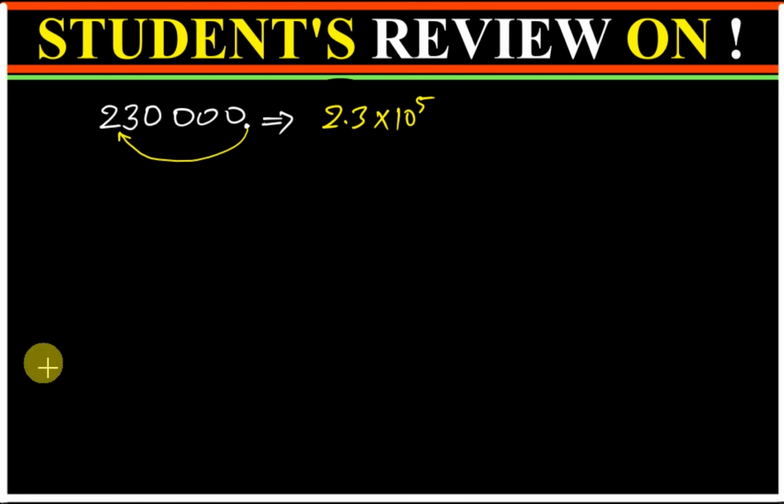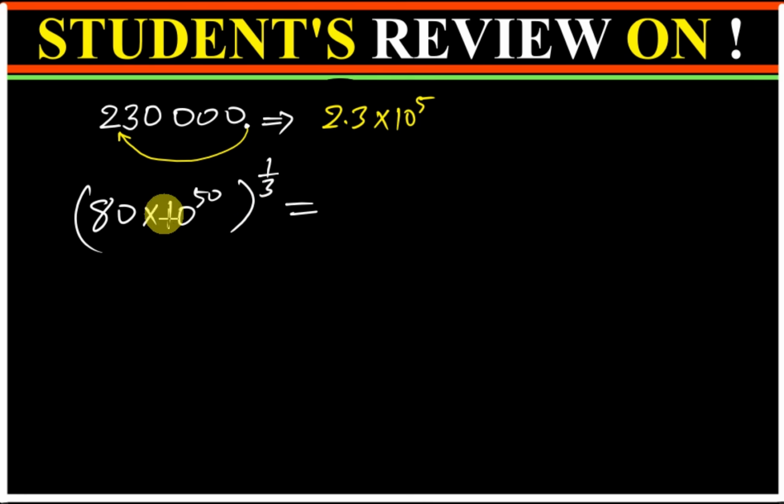And another question was something like this. It was something like 80 times 10 raised to the power 50, and the overall power was 1 by 3. It was asked to find the answer in standard form. So how can we write this in standard form? Let's see. Here we can apply the laws of indices. So what we'll do first, let's separate 10 from 80.